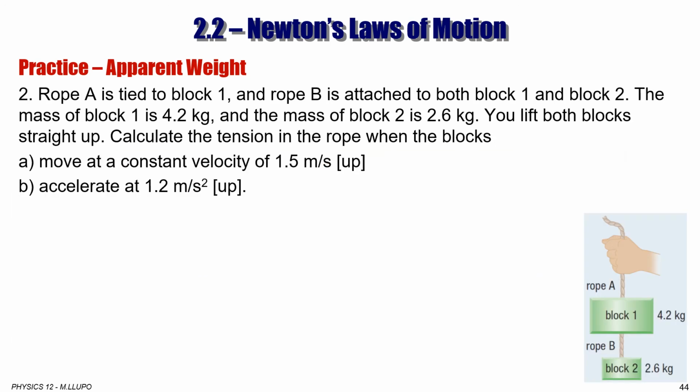Now it's your turn to do some practice with apparent weight. Rope A is tied to block 1 and rope B is attached to both block 1 and block 2. The mass of block 1 is 4.2 kilogram and the mass of block 2 is 2.6. You lift both blocks straight up. Calculate the tension in the rope when the blocks move at a constant velocity of 1.5 meter per second up. B. Accelerate at 1.2 meter per second squared up.